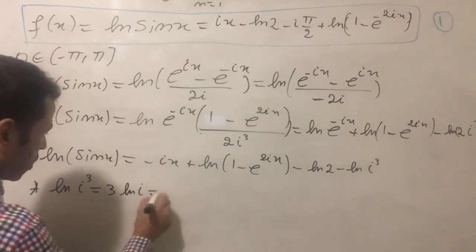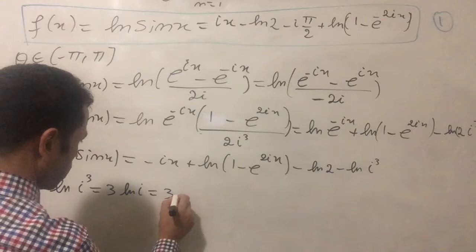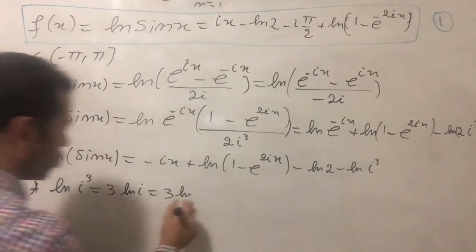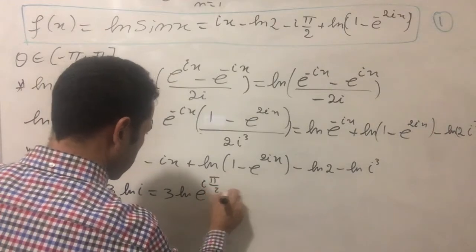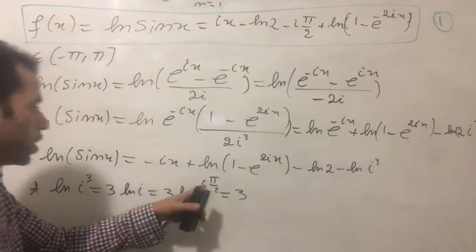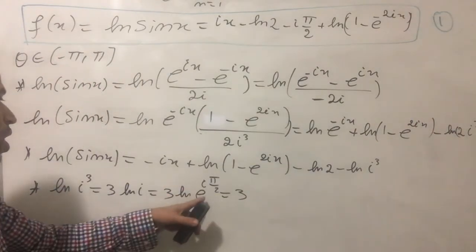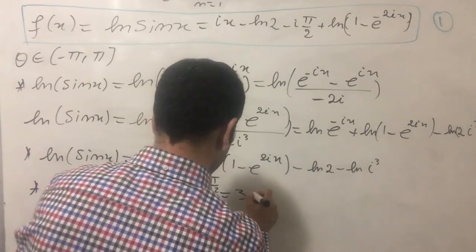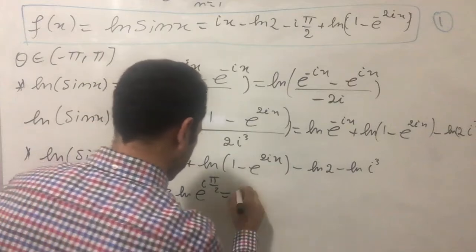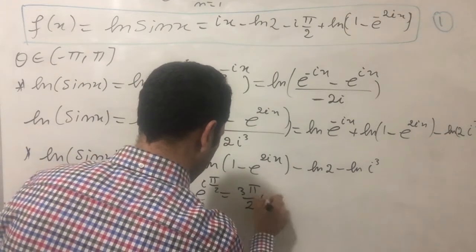Okay, as we said before, i equals e to the i pi over 2. I'm going to take this i pi over 2 outside of this logarithm. I will have 3 multiplied by i pi over 2, so I will have 3 pi over 2 i.